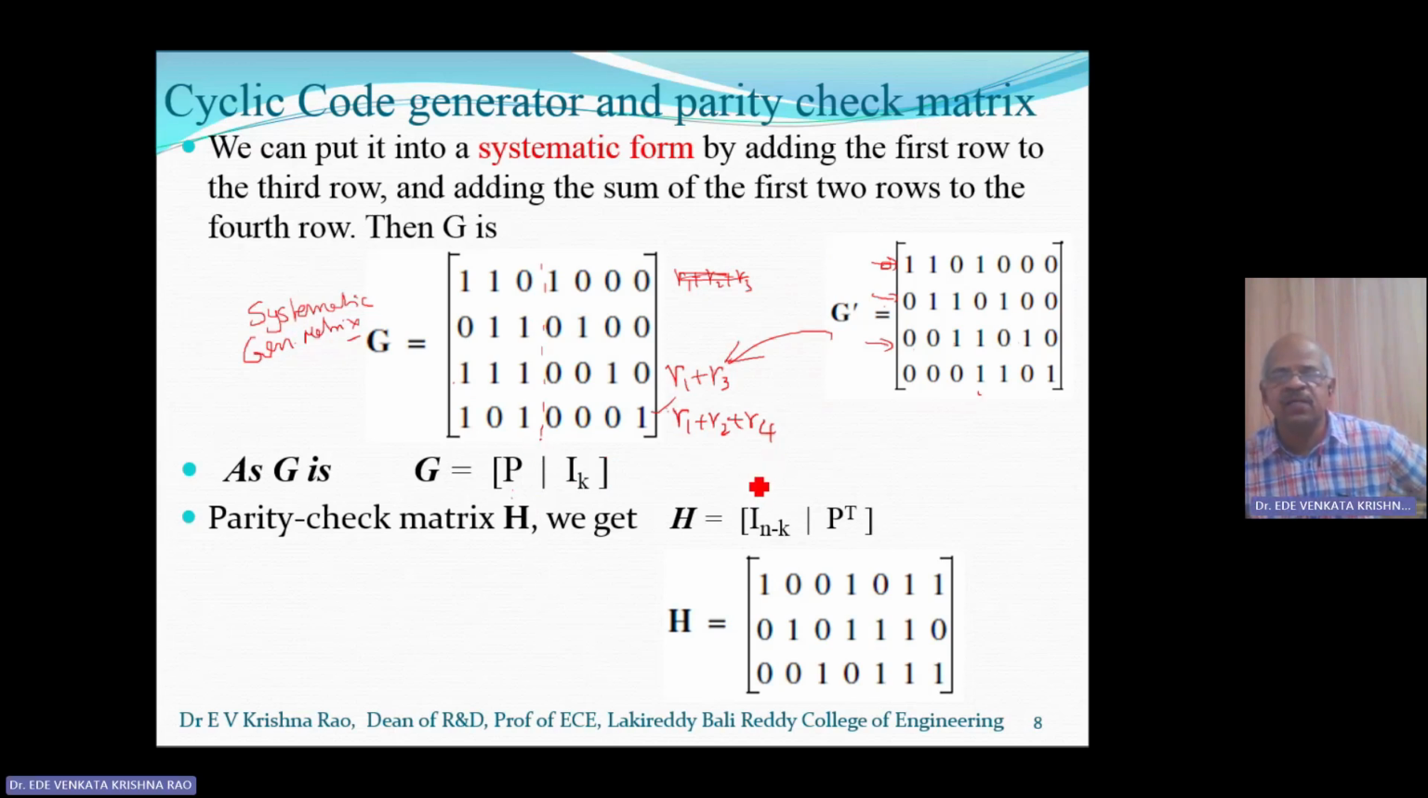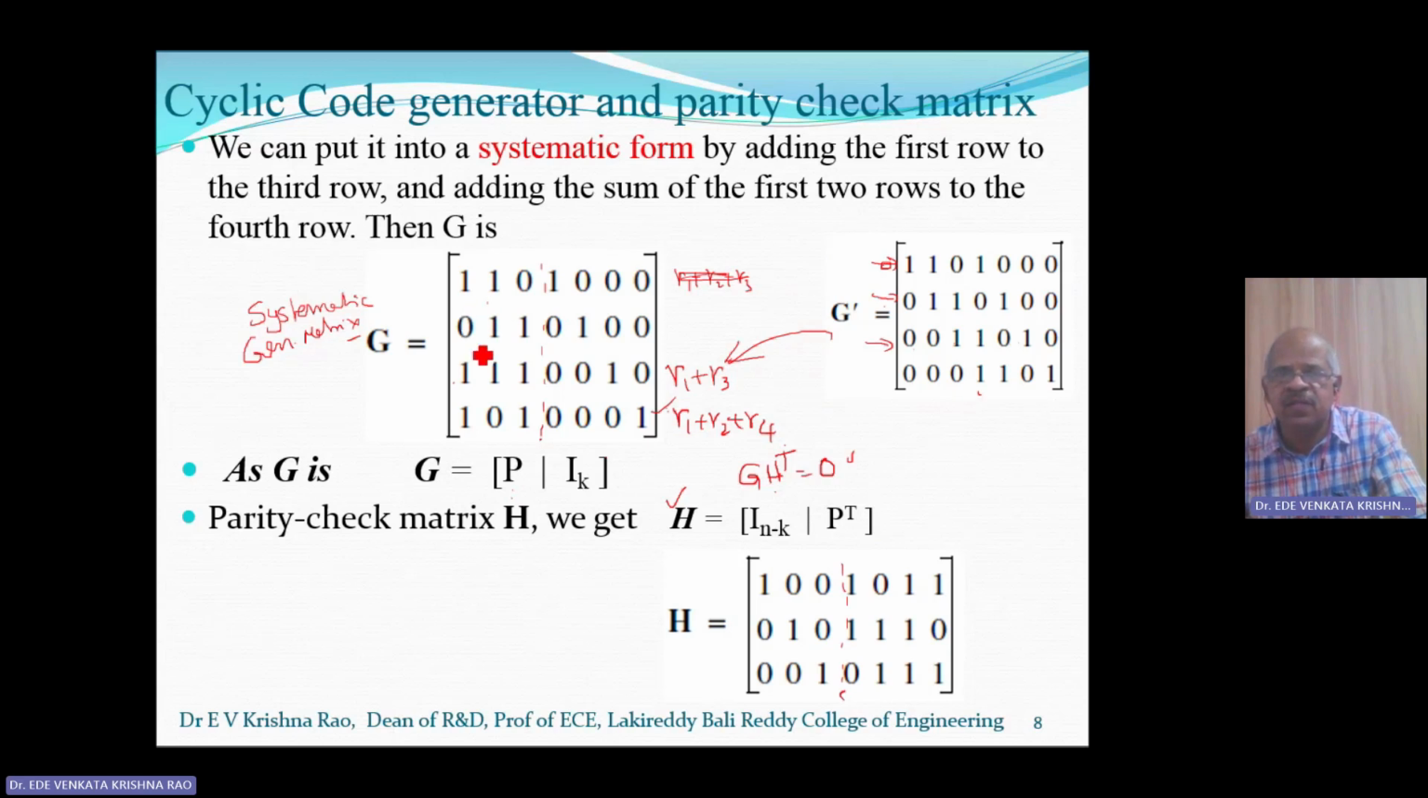As per the verification, GH transpose must be null, with this relation between the generator matrix and the parity check matrix. So H can be chosen where G equals P and I. This becomes I and P transpose. Then it will be satisfied. So I is the unit matrix. Okay, this P is the transpose of P.